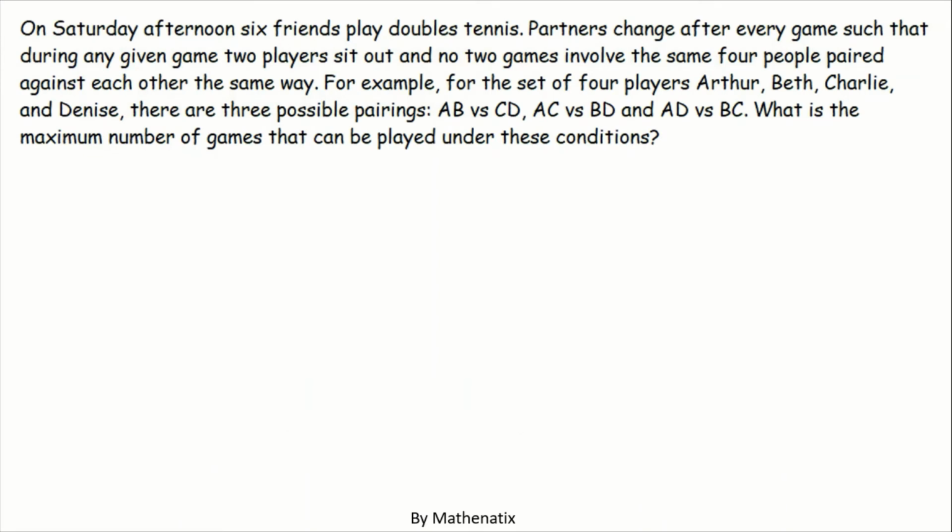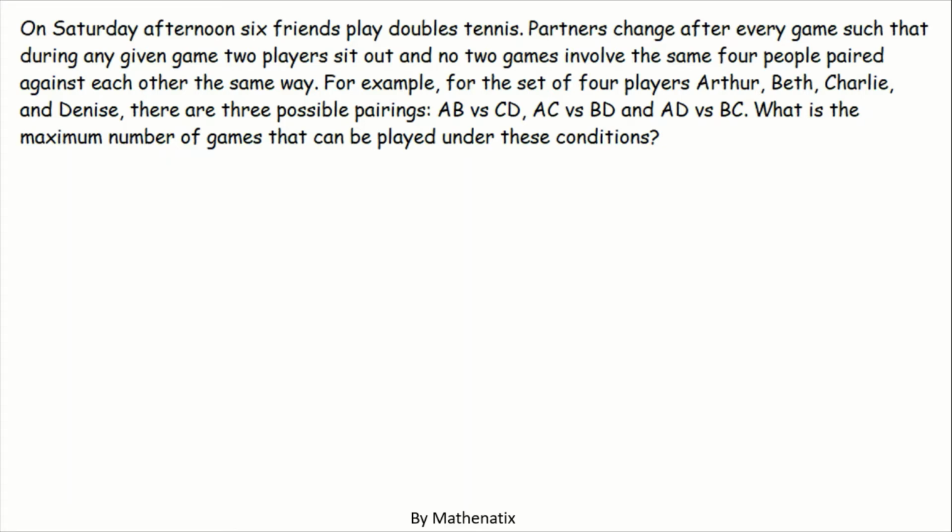So, on Saturday afternoon, 6 friends play doubles tennis. Partners change after every game such that during any given game, 2 players sit out and no 2 games involve the same 4 people paired against each other the same way. For example, for the set of 4 players Arthur, Beth, Charlie, and Denise, there are 3 possible pairings. Arthur and Beth versus Charlie and Denise, Arthur and Charlie versus Beth and Denise, and Arthur and Denise versus Beth and Charlie. What is the maximum number of games that can be played under these conditions?